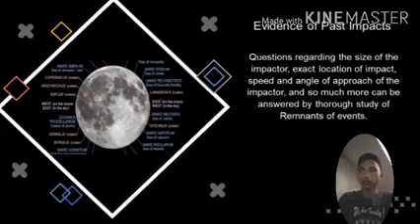Evidence of past impacts. Questions regarding the size of the impactor, exact location of impact, speed, angle of approach of the impactor, and so much more can be answered by thorough study of remnants of events.